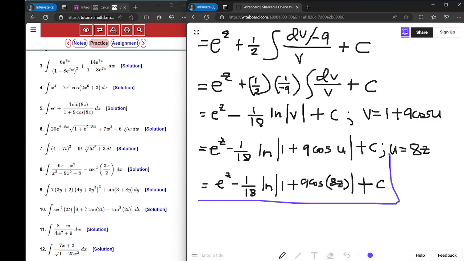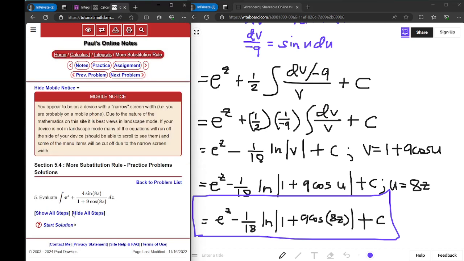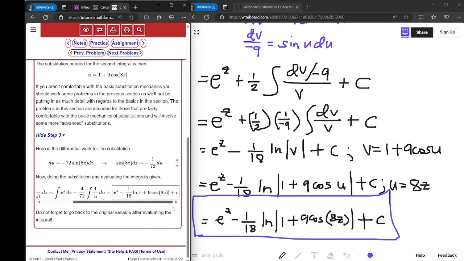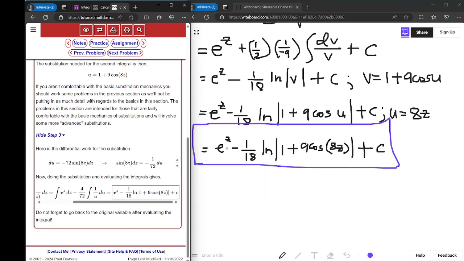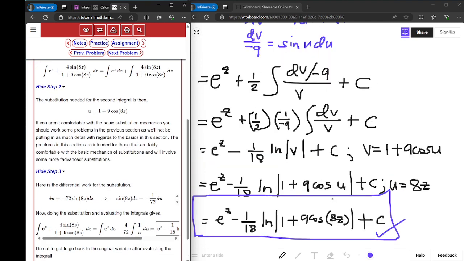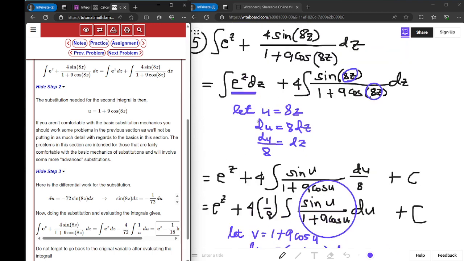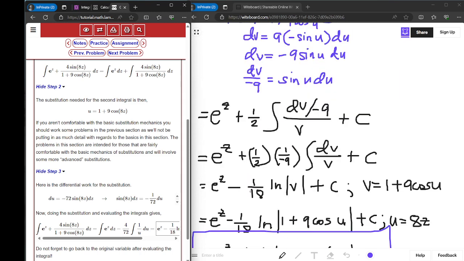Let's solve and check if it's the correct answer. So this is number 5. Let's view the steps. Right, the final answer is e to the z minus 1 over 18 ln of 1 plus 9 cosine 8z plus c, which means we got the correct answer. So this is a series of substitution. Here we have used two substitutions, u and v substitution method.